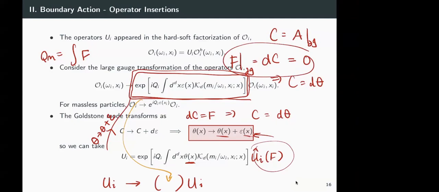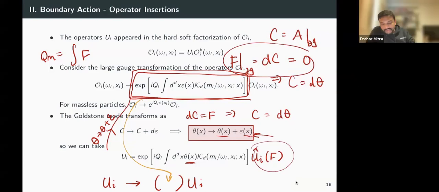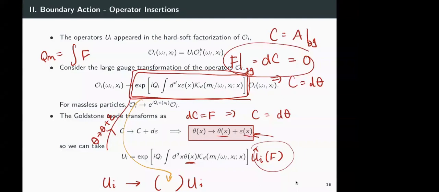Yeah, but the O_I itself could transform. No, that's the point. The O_I depends only on the hard modes, and these symmetries don't act on the hard modes. It acts only on the soft sector of the phase space. So it acts on all the soft fields, but not on the hard fields. Okay, go ahead, Prahar.